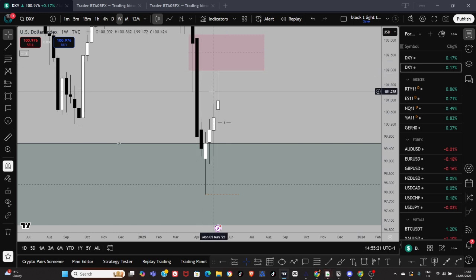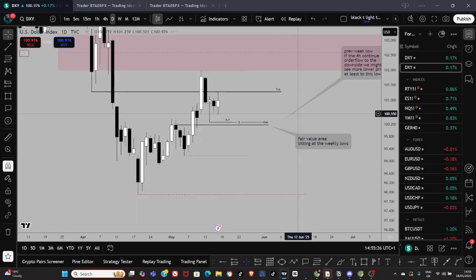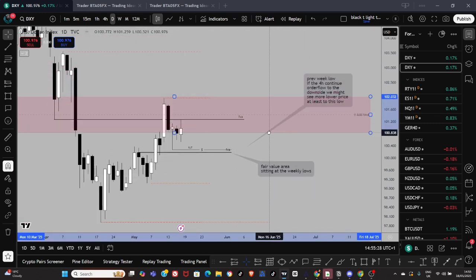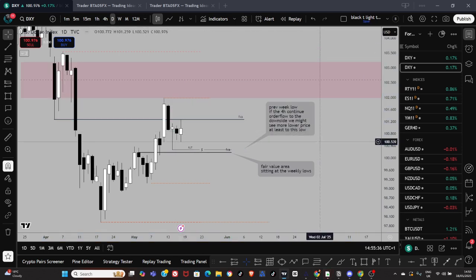But regardless, we go down to the lower time frame and see what the lower time frame is actually telling us on the dollar. So this is the lower time frame. What did I write here? Oh, sorry. As we can see, previous week low: if the 4H continues order flow to the downside, we might see more lower prices, at least to this low. So if we see more order flow to the downside, we can still see prices coming down to this previous week low. It depends on how the 4 hour actually turns out.